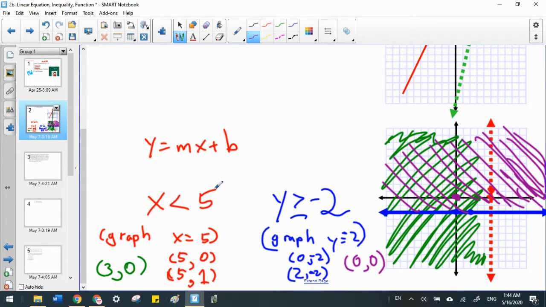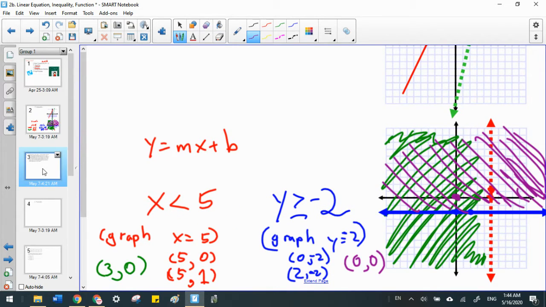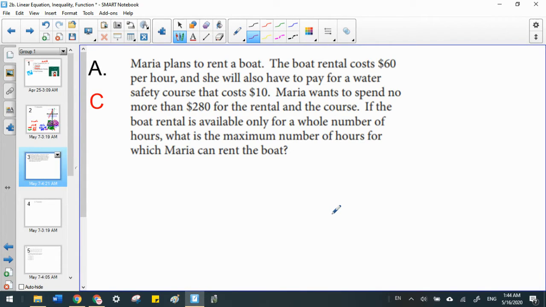And now that we have this knowledge of inequalities, we're going to use that to try a problem. All right, here we go. We have A.